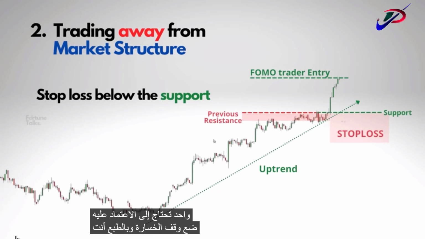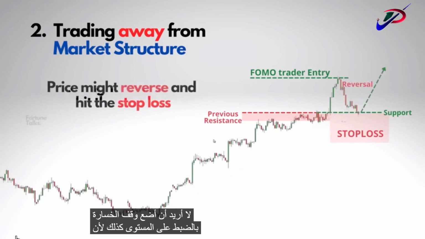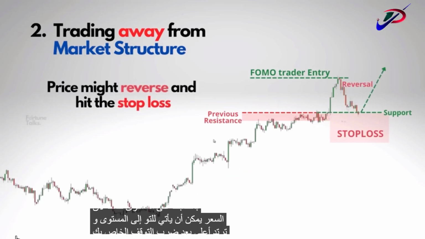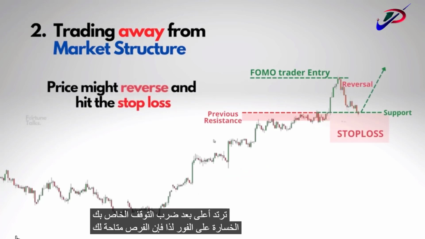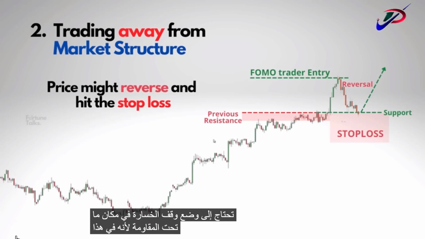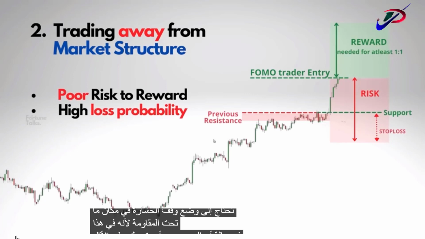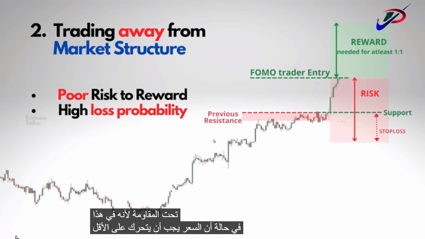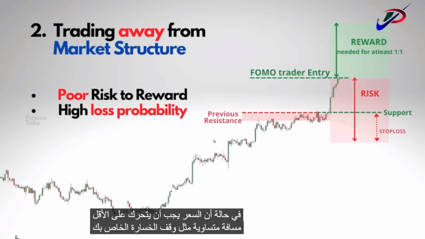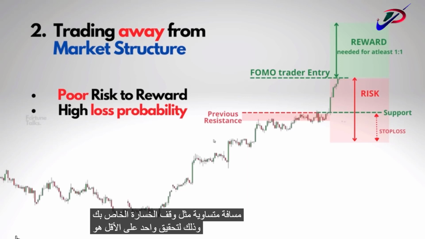And of course, you don't want to place the stop loss exactly at the level, because the price could just come into the level and bounce higher after hitting your stop loss instantly. So the chances are you need to put your stop loss somewhere below the resistance, and in this case the price has to move at least an equal distance as that of your stop loss so as to achieve at least a 1:1 risk to reward.